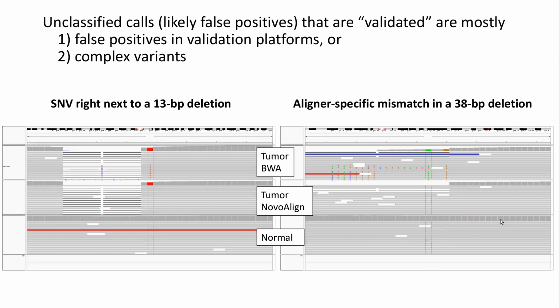Everything's referenced. The coverage is the same across the board. And so it's, quote unquote, validated in the validation platform simply because there are enough variant alignments to meet a certain threshold. But it is also pretty clear that it really is a false positive, even though it's quote unquote validated. It's not a real mutation.